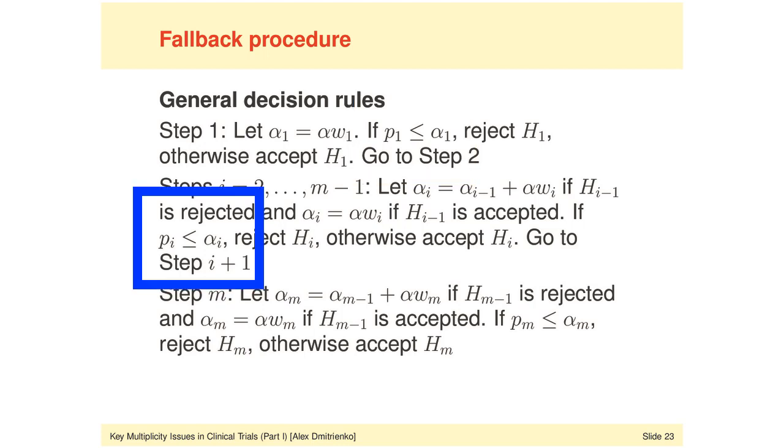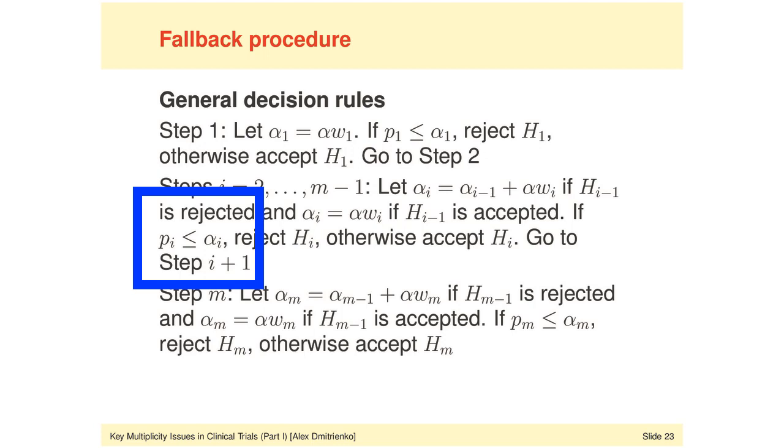Next, when we look at steps 2 through m, we see that a rejection of a certain hypothesis triggers the transfer of the significance level used in that hypothesis test to the next test in the sequence. The fallback procedure continues to reject, and if that happens, the significance levels are going to accumulate quite quickly. For example, if the first m-1 hypotheses are rejected, then the significance level for the very last hypothesis in the sequence is going to be the full alpha.